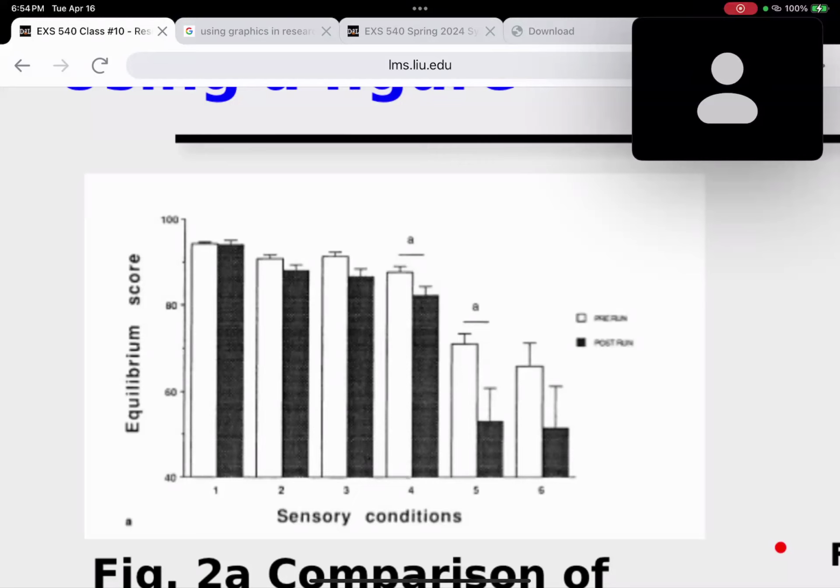Professor, there will be more variation from the mean? Yes, greater variation. That's right. And what do you think that tells you about the data for just these post-run conditions 5 and 6? What does that tell you about the data? Anyone?